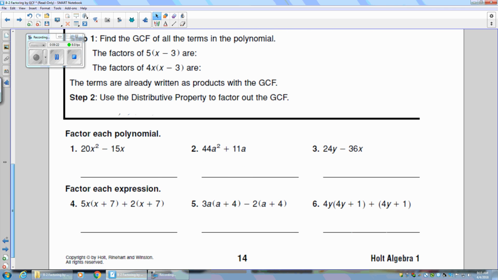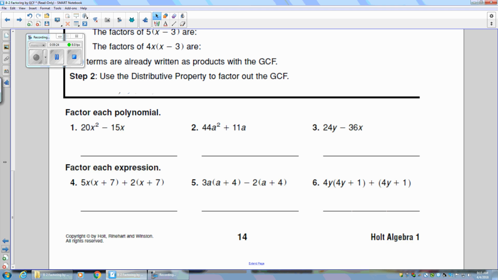Down here on 1, 2, and 3. So would you guys pause the video and try them for me, and then unpause to check. All right, so let's do these real quick.